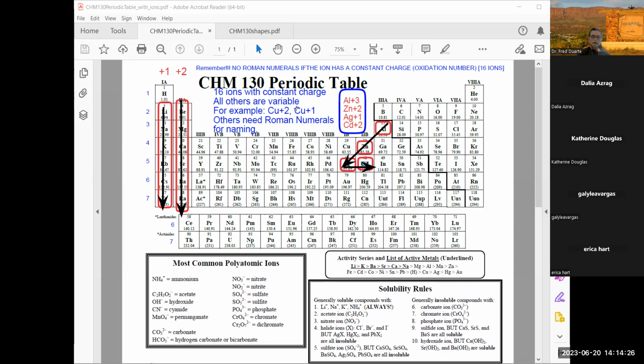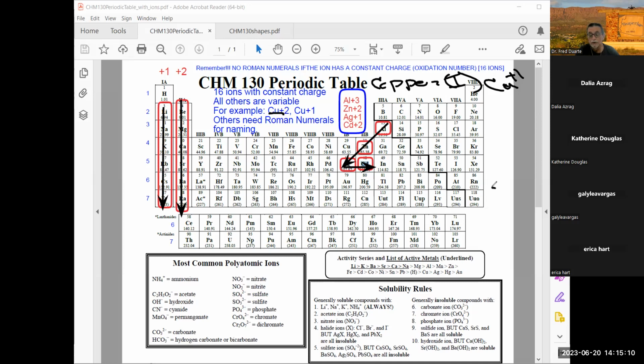And what we do to distinguish them, like for example, you have copper 2 and copper 1. The question is, how do we determine which one is which? Well, we utilize Roman numerals. So if we're going to describe copper 1, we would write copper, parentheses, Roman numeral 1. What that tells us is we are working with copper with a +1 charge, okay? And it could be +2.